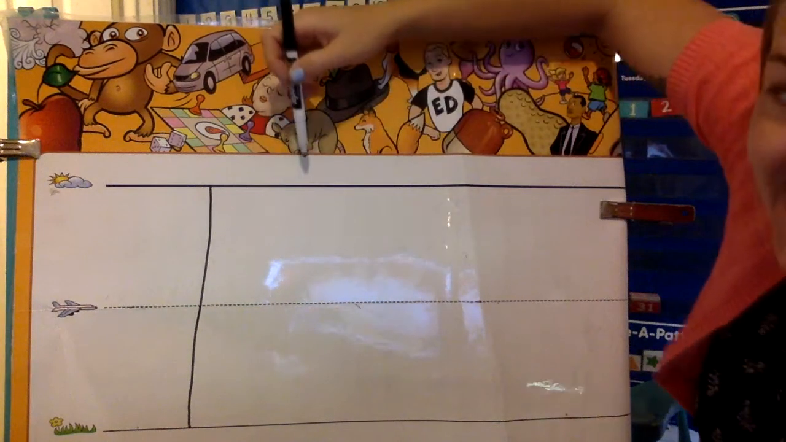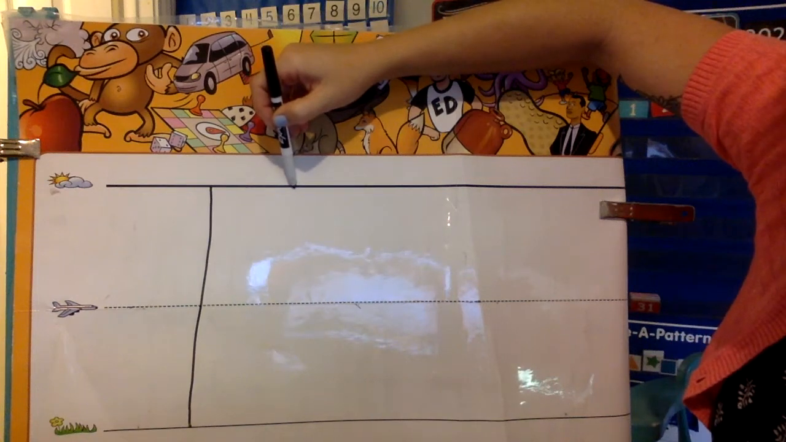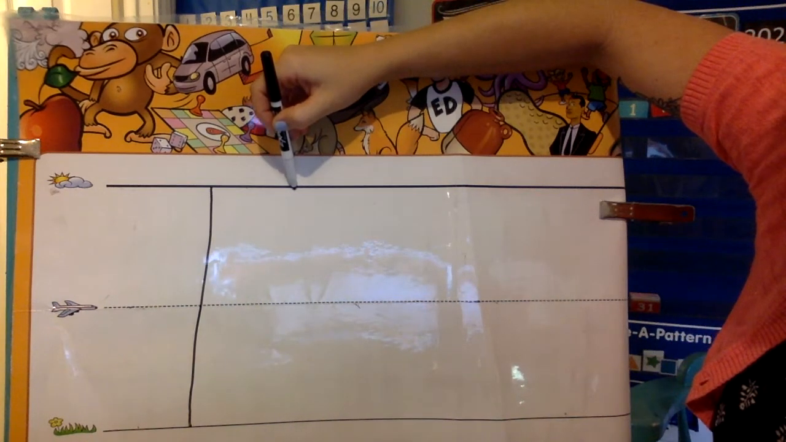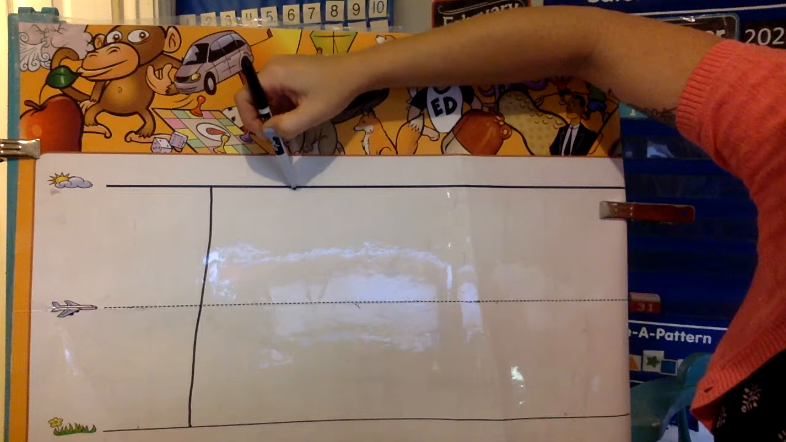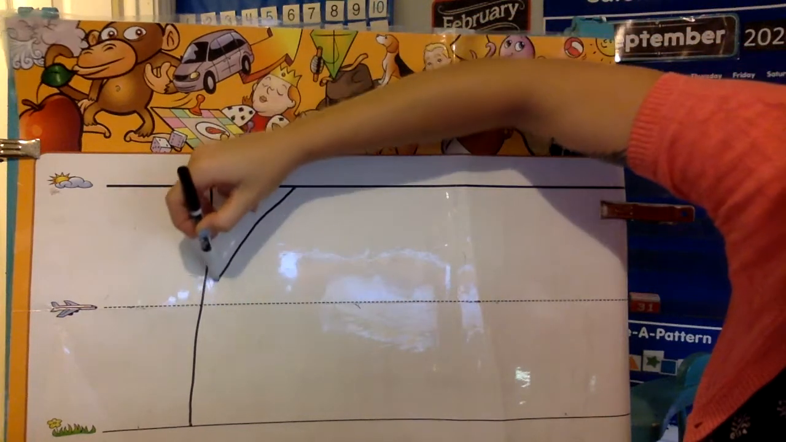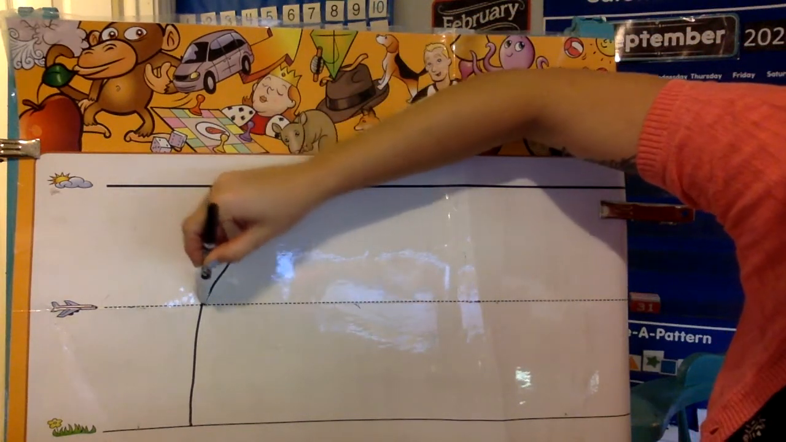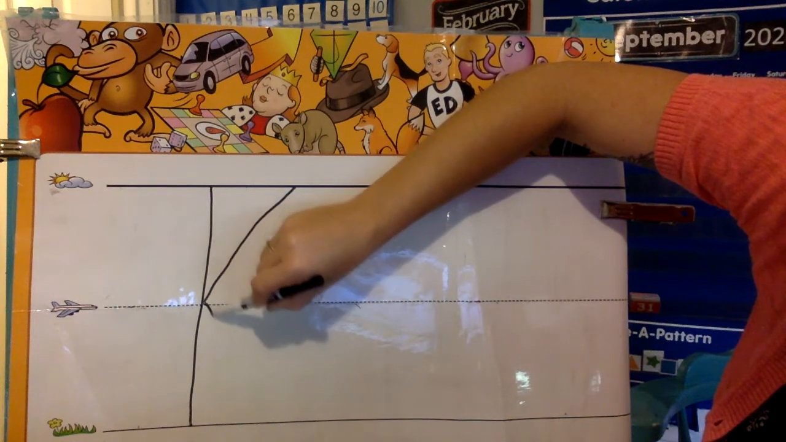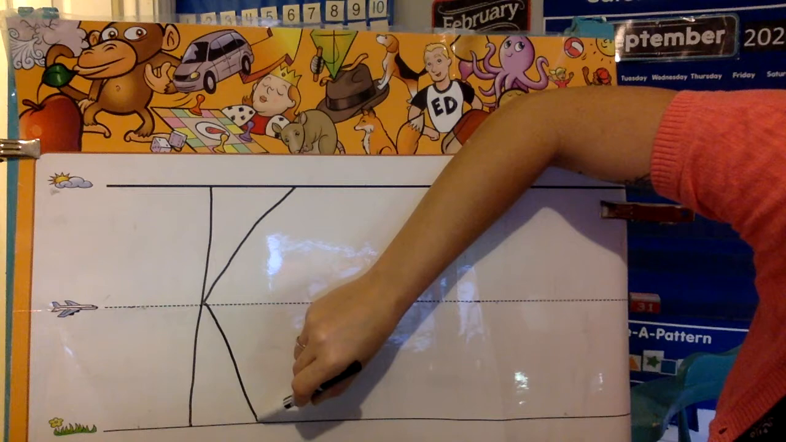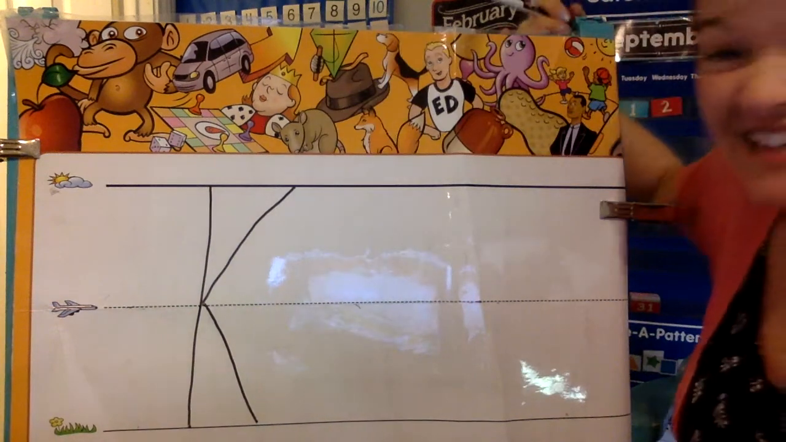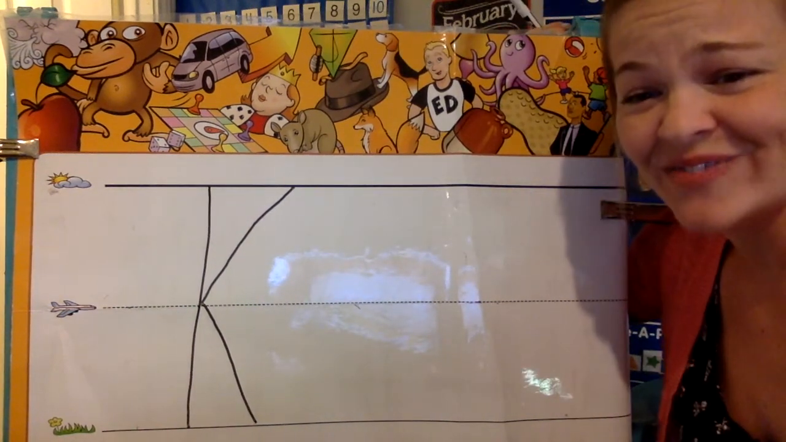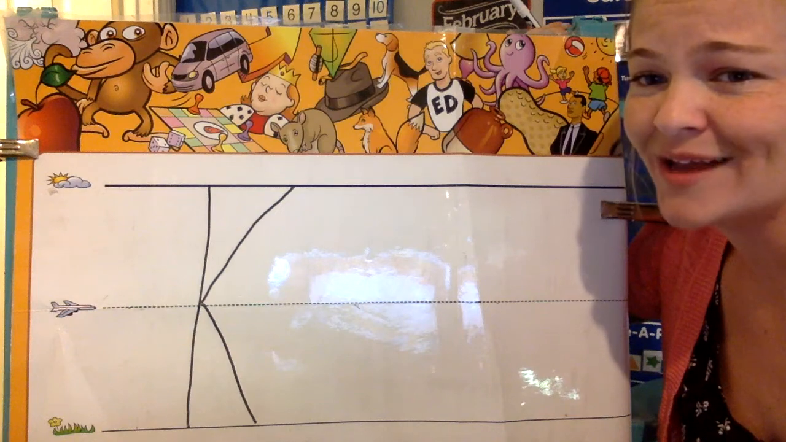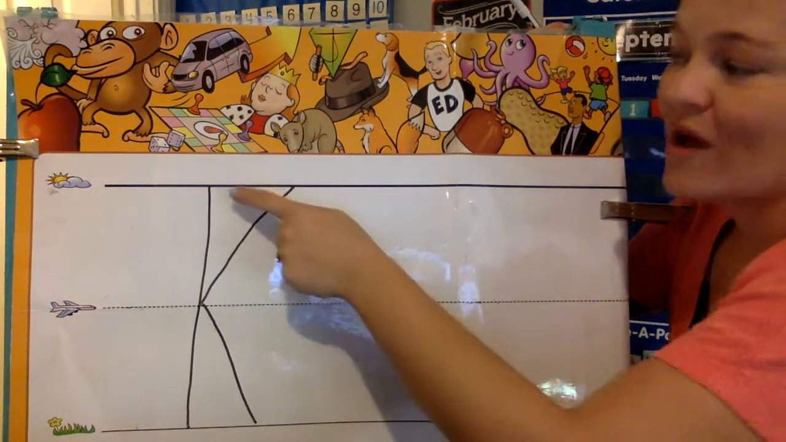Now, for uppercase K, you're going to start a little bit over here on the skyline, and you're going to slant down to the plane line. And then, without lifting your marker, you're going to slant down to the grass line. That's kind of a hard letter to write, isn't it? We're going to practice this one a lot. Don't worry.